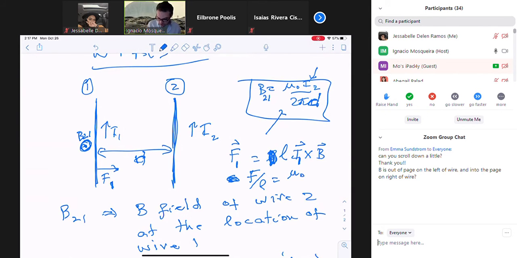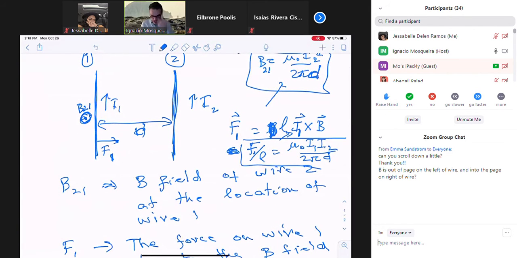Then I say mu, and then it's I1 from the force, and then I2 from the B field, divided by 2 pi d. Okay? So you can tell what's happening here. The force on wire 1 depends both on I1 and also on I2. So you can convince yourselves of this, it's not that hard.